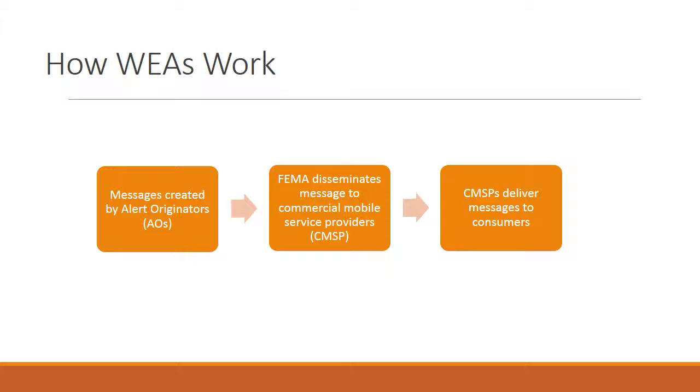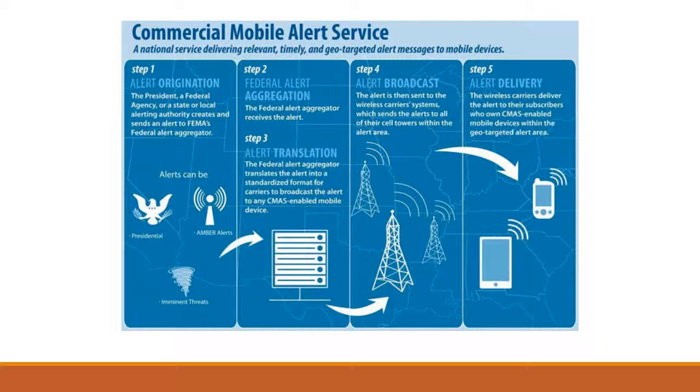How WEAs work. Simply put, messages are created by alert originators, which can be state and local public safety officials, the NWS, the National Center for Missing and Exploited Children, and the President. Once the AOs create the message, they send the message to FEMA, who disseminates the message to commercial mobile providers such as Verizon and T-Mobile. These CMSPs then deliver the message to their consumers. This is another graphic for how WEAs are sent.